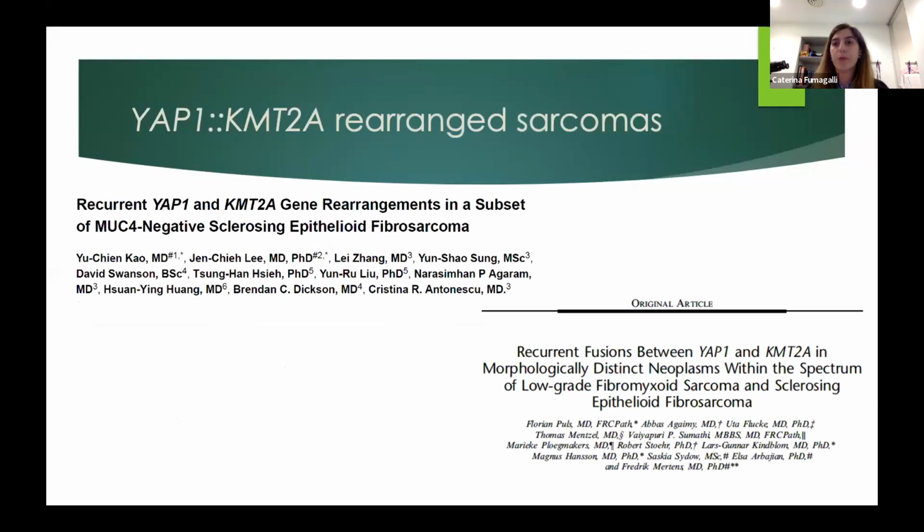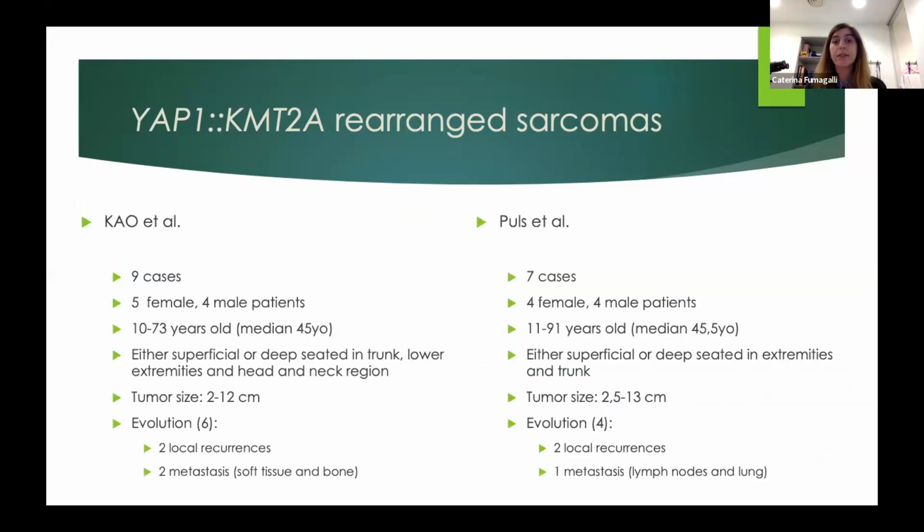There are some case reports, but the two most important works about this entity are by Cao et al., in which Dr. Antonescu participated, and Puls et al., which are case series in which they present 9 cases and 7 cases of rearranged sarcomas that involve YAP1 or KMT2A genes. There was an equal distribution between male and female with a median age of 45 years old. The tumor could be either superficial or deep-seated and mostly affected the trunk, lower extremity, or the neck region.